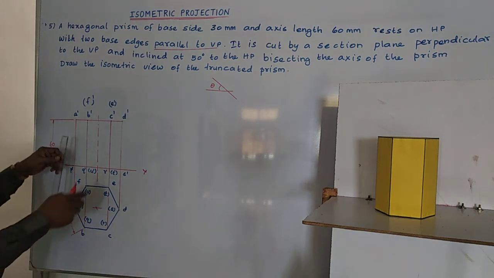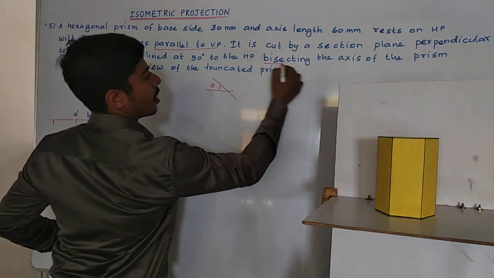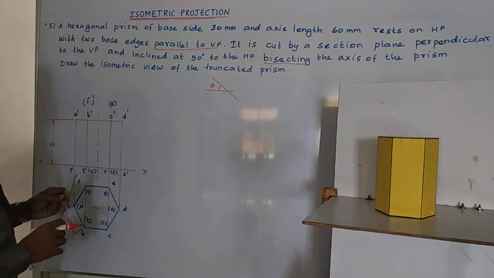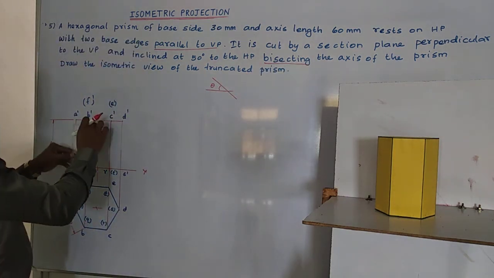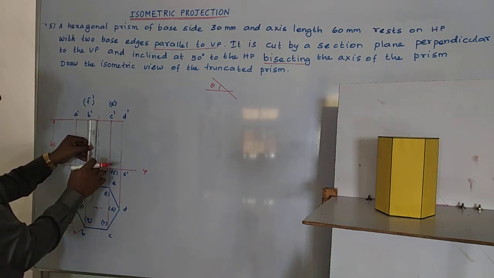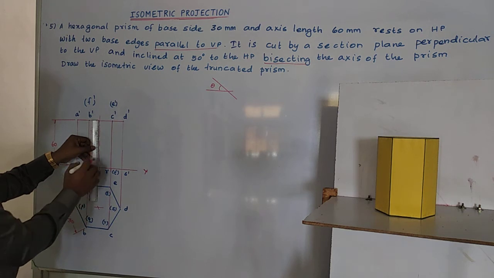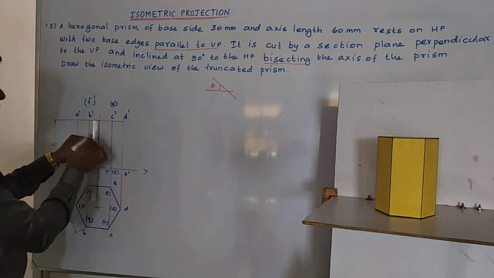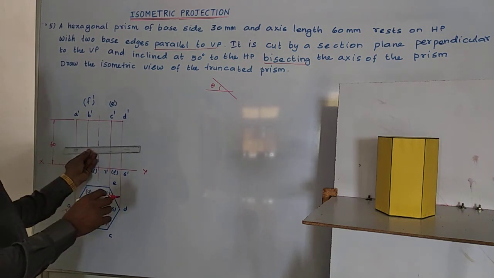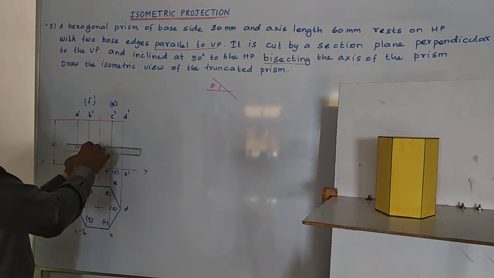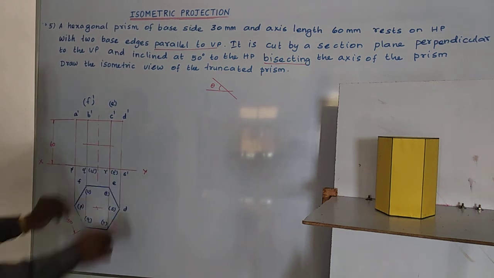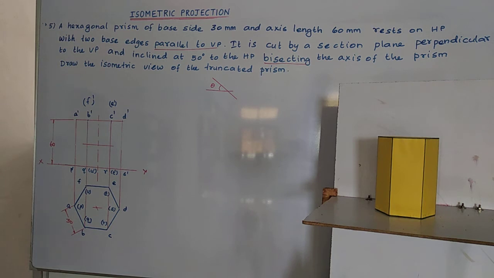The section line bisects the axis, dividing it into two equal segments. That means this is the axis, so the length is 60 millimeter. Then I divide it into two, that is the midpoint. I mark the midpoint, then I draw one horizontal line.